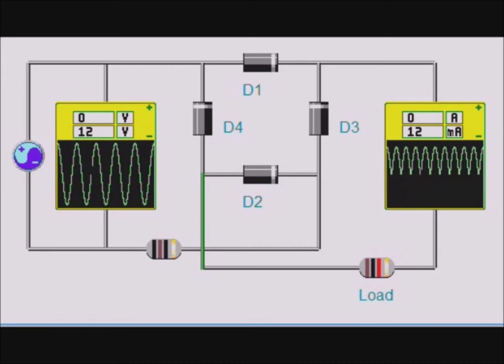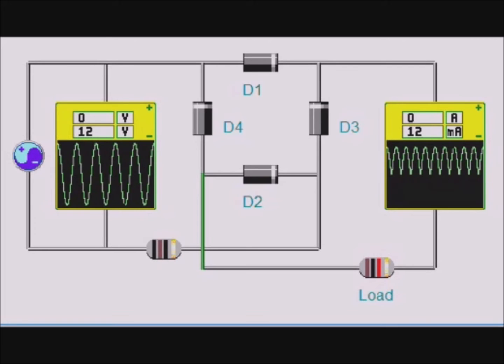Converting alternating current to direct current is called rectification. In this example, either D1 and D2 are both on and D3 and D4 are both off, or alternatively D1 and D2 are both off and D3 and D4 are both on.